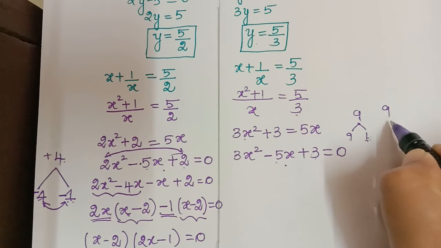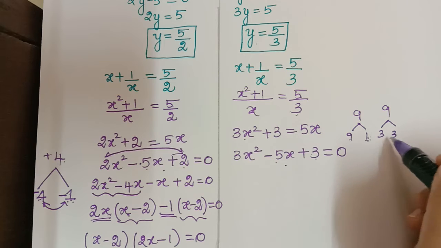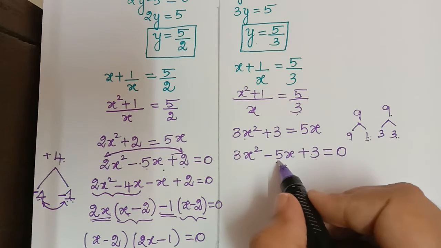Now another kind of splitting for 9 is 3 multiplied with 3. So when 3 is multiplied with 3 we get 9. But when you add these two we don't get 5, neither when we subtract do we get 5.